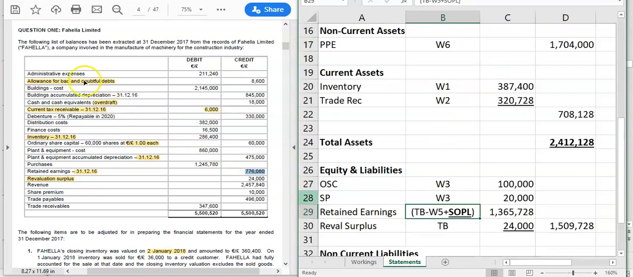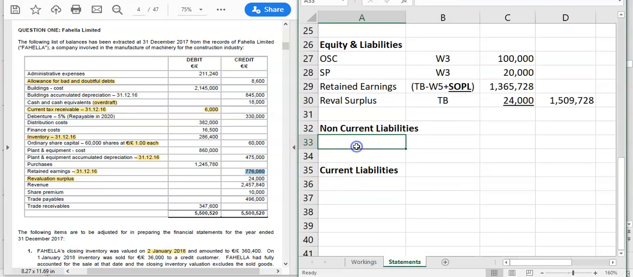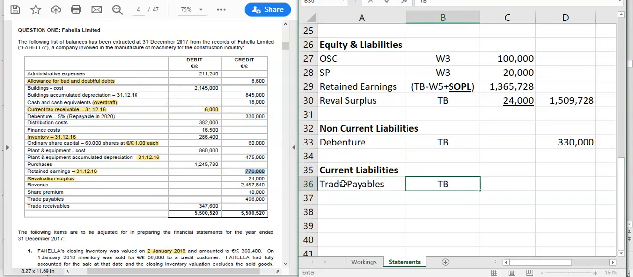Just double check then if we have any non-current liabilities. We have a debenture payable in 3 years' time. So we'll put that in there. Debenture, taken from the trial balance, and that is 330. That's okay. No other non-current liability there. Current liabilities, we have trade payables, which we had no adjustment, so just trial balance, 496.